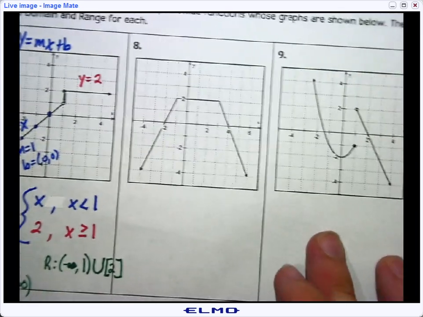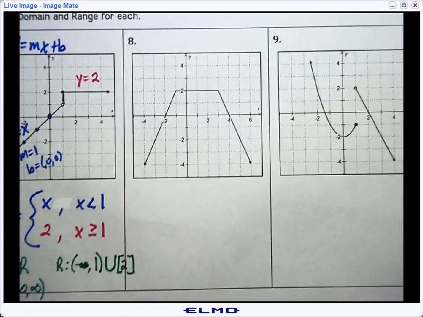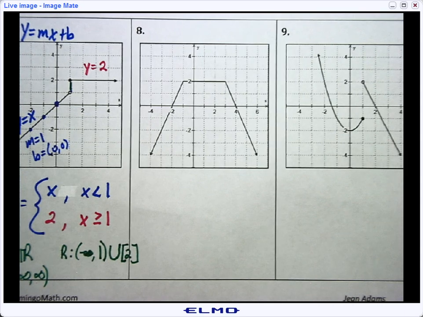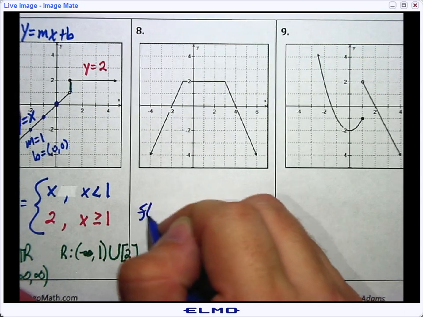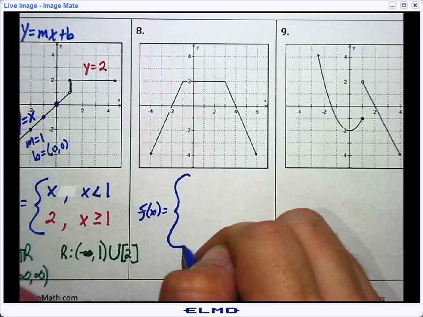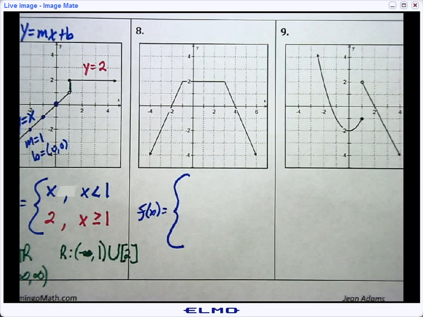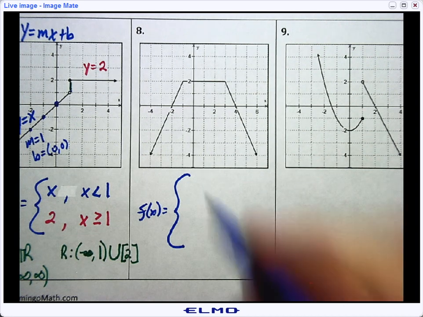All right, number 8. Here we have 3 different pieces. So my piecewise function is going to be broken up into 3 parts. So f of x equals, and I'll try to give myself enough room for 3 pieces. Again, I'm going to look at each piece individually. I'm going to try and figure out the slope. Hopefully I can figure out the y-intercept. If not, I'll have to do a different approach. Let's start with the furthest left piece first.